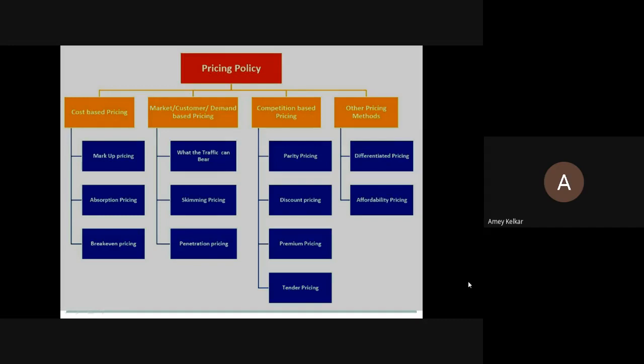So in today's class, we have discussed what pricing is, which are the different steps involved in pricing, what are the factors which will affect pricing, and the various policies by which we can fix the prices. Hopefully you will apply yourself and come up with different good examples when you write the answers.